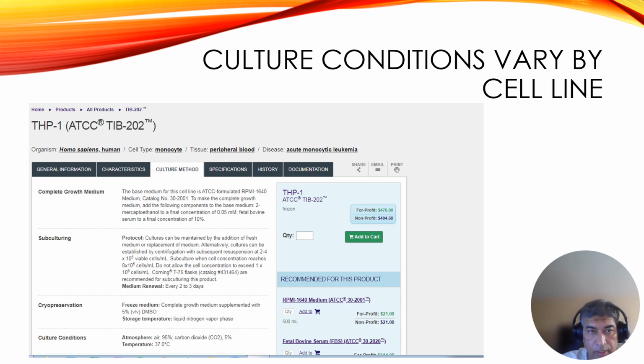So this is ATCC-formulated RPMI 1640 medium, which is also available through various other vendors. They mention we need to add beta-mercaptoethanol to a final concentration of 0.5 millimolar, and fetal bovine serum, or FBS, at a final concentration of 10%. Besides this, they also provide the subculturing protocol, cryopreservation, and culture conditions. We have to strictly adhere to those conditions, otherwise our cells will not grow or will start dying.